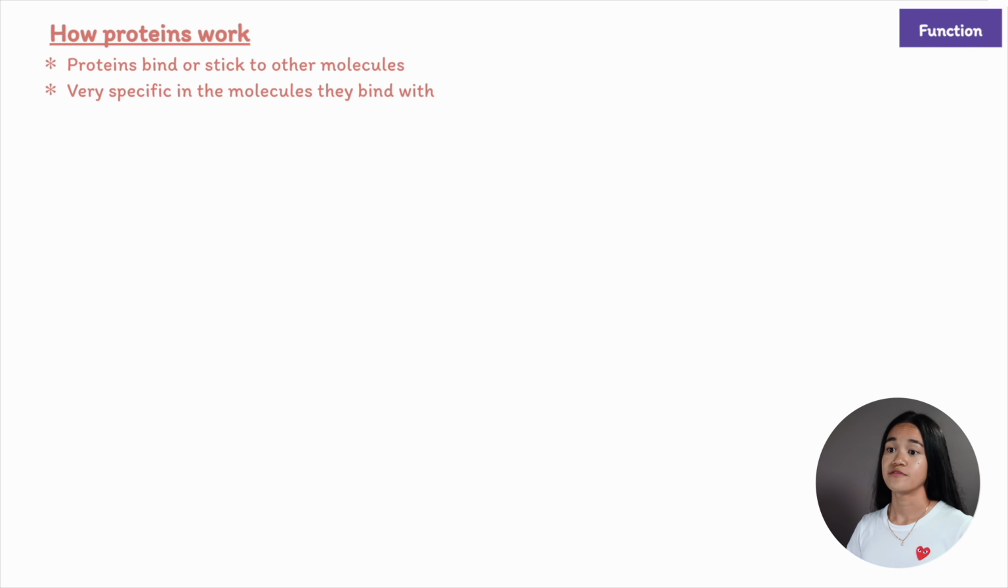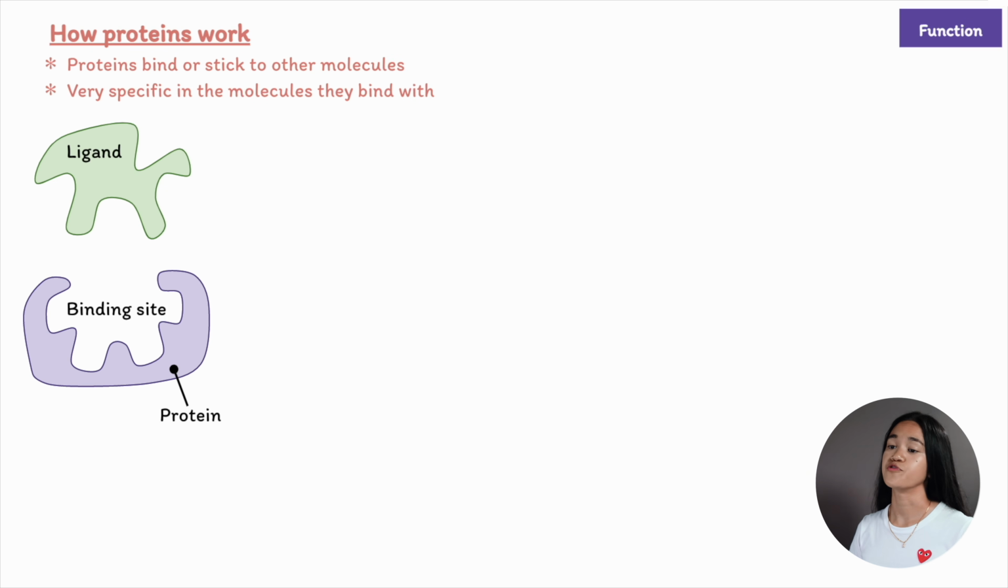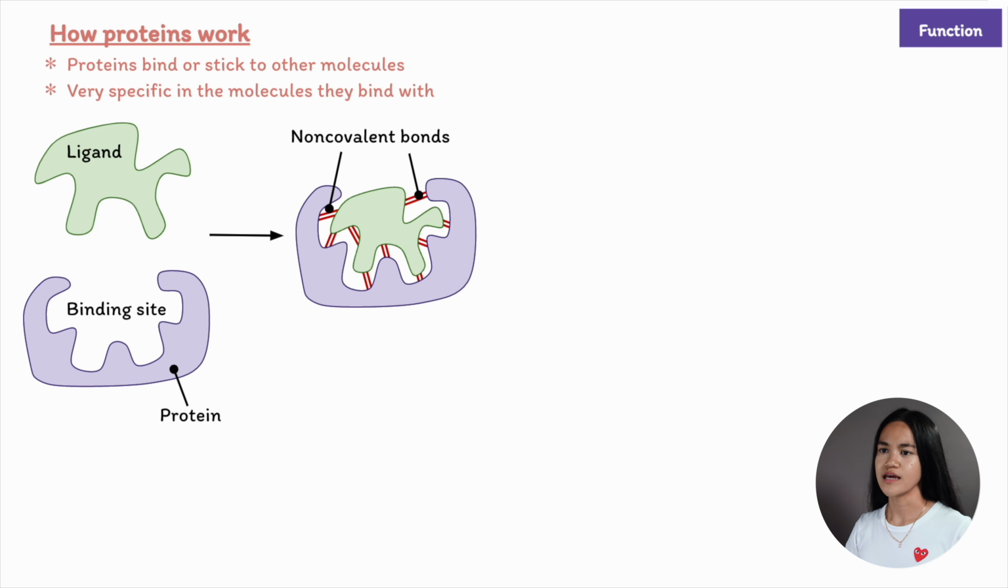Proteins are very specific in the molecules they bind with. They're quite picky. Each protein molecule can bind to just one or few molecules. Any substance that is bound by a protein, whether it is an ion, a small organic molecule, or a macromolecule, is referred to as a ligand for that protein, from the Latin ligare, which means to bind. So here we have our ligand and our protein.